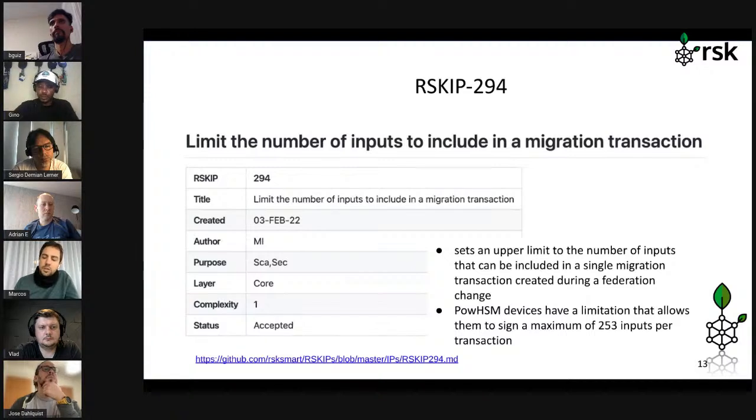So nowadays, when we do a federation change, all the UTXOs registered in the bridge are included in a single transaction with one output to the new federation. So if we found ourselves having more than 253 registered UTXOs, say we have like 300, then a migration transaction will be created with 300 inputs, and the PowerHSM won't be able to sign. So we won't be able to do the migration, and the federation change won't be completed.